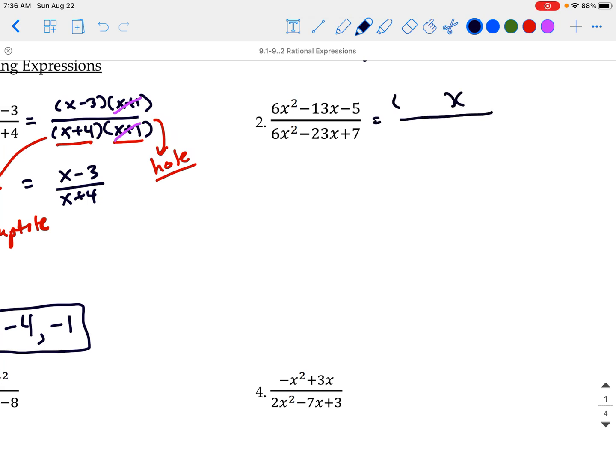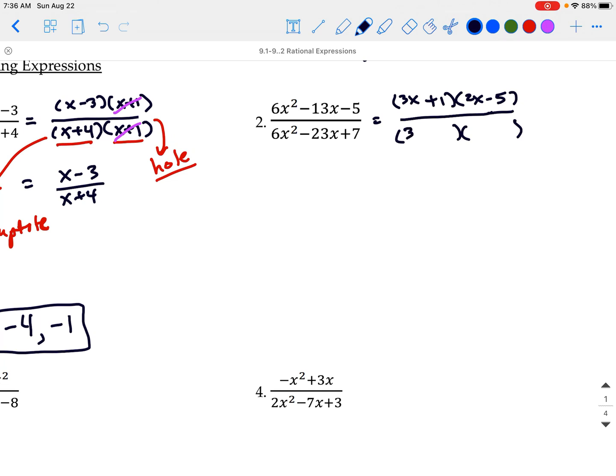Note this one, we've got a leading coefficient other than 1, so we might need to do a bit of guess and check. So perhaps 3x and 2x will work. Let's see. So we need a negative 13 in the middle. So maybe negative 5 here, because that'll give us negative 15x. And then plus 2x, so I think that works.